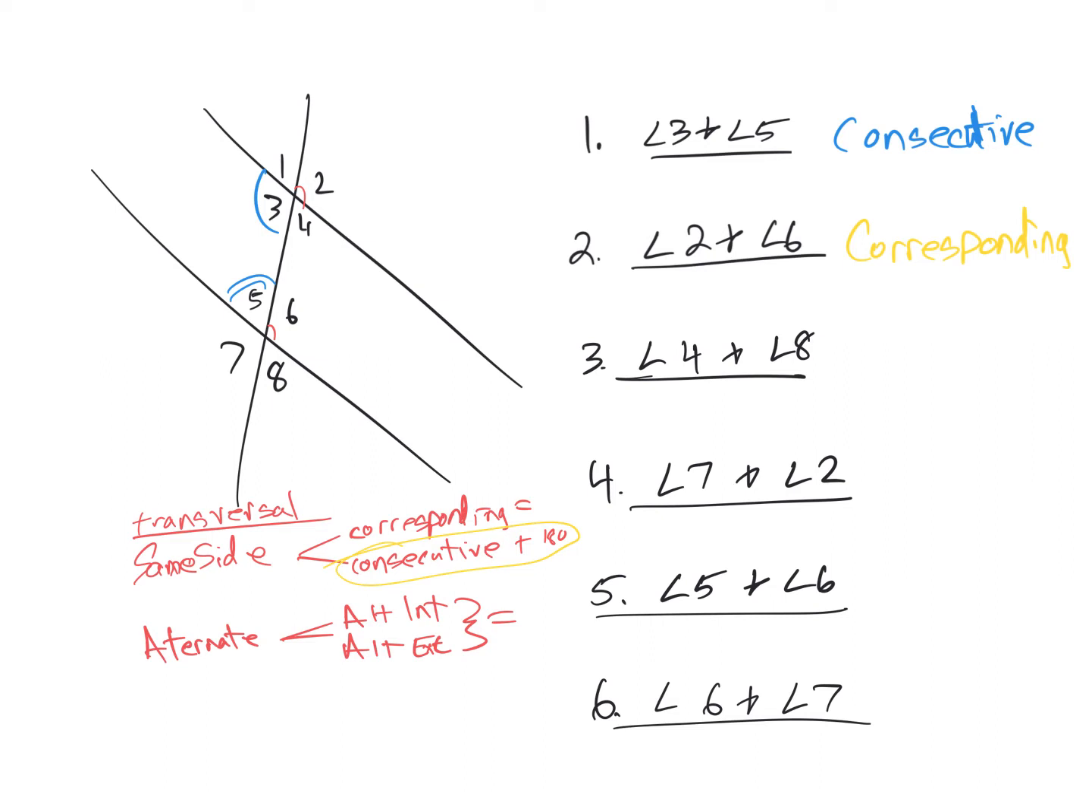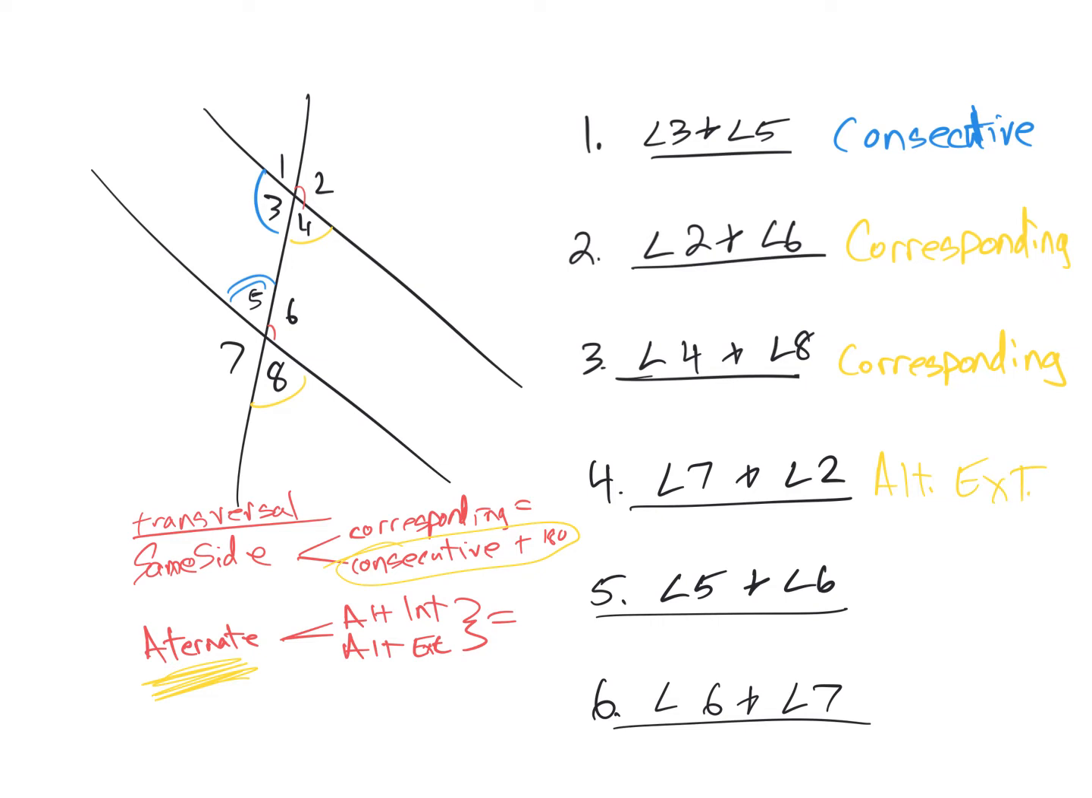Number 3, 4 and 8. If you look at that, 4 and 8, they're both acute angles. They're in the same positions. That's corresponding, on the same side of the transversal. Number 4, 7 and 2. Look at your transversal, 7 and 2, they're on opposite sides of the transversal. So that means alternating. So right off the bat, they're equal. Now which ones are they? They're on the outside of the two lines, so that's exterior. Alternate exterior angles.